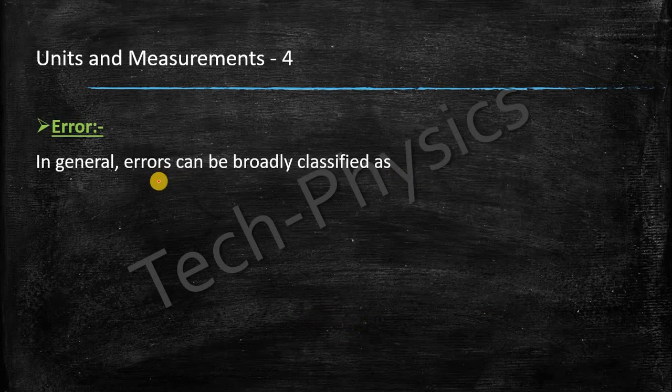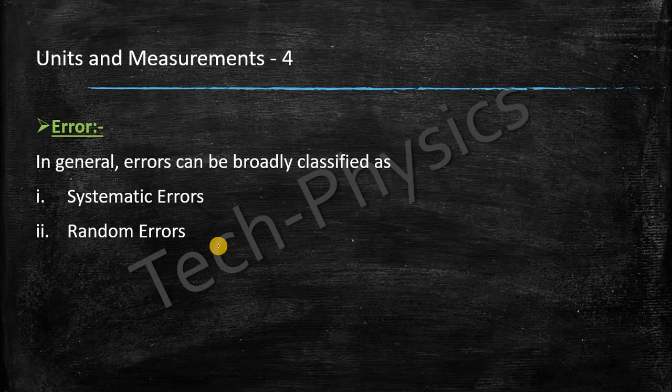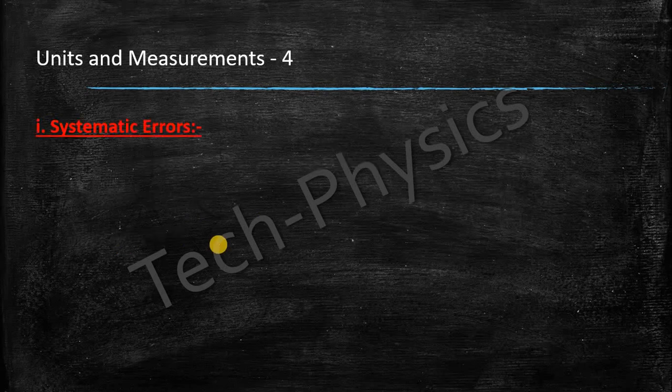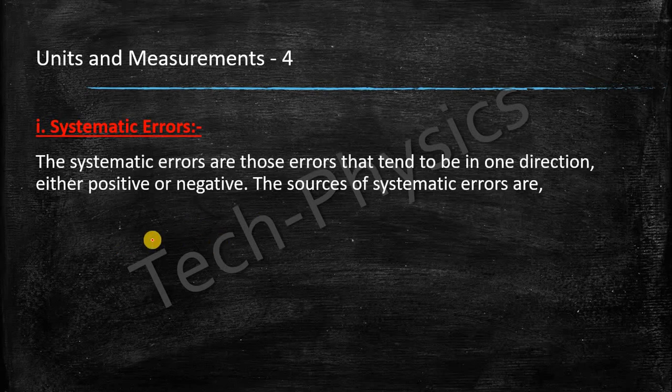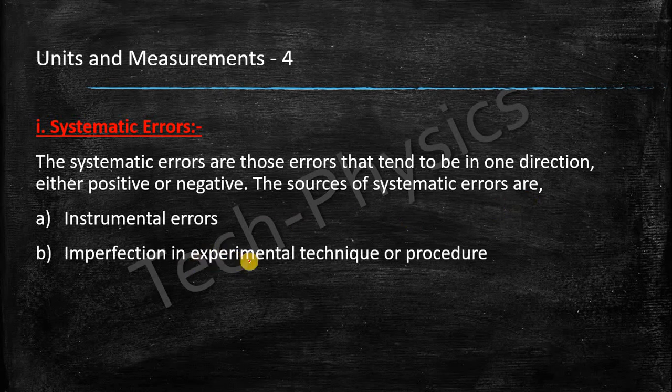In general, we can broadly classify errors as systematic errors and random errors. So let us see systematic errors. The systematic errors are those errors that tend to be in one direction, either positive or negative. The sources of systematic errors are instrumental errors, imperfection in experimental technique or procedure, and personal errors. So let us see them one by one.